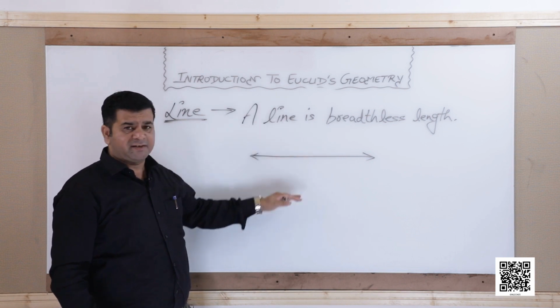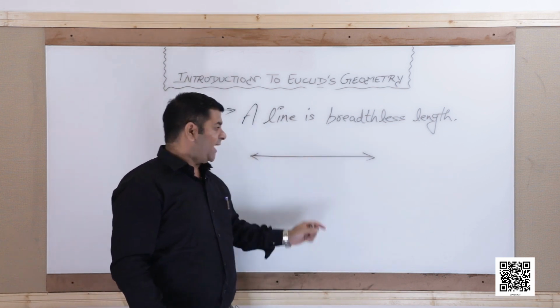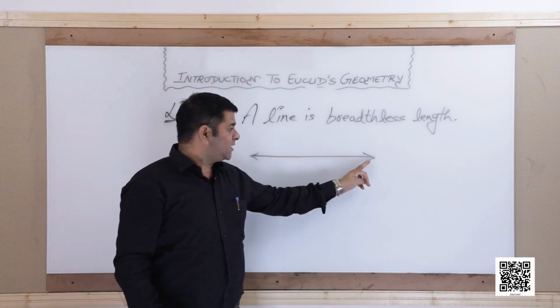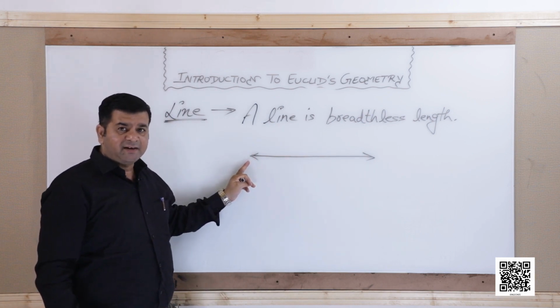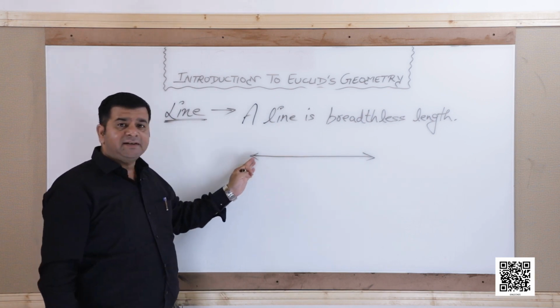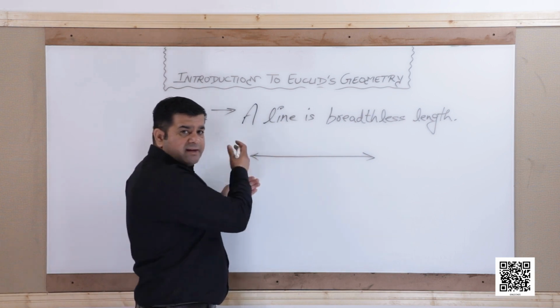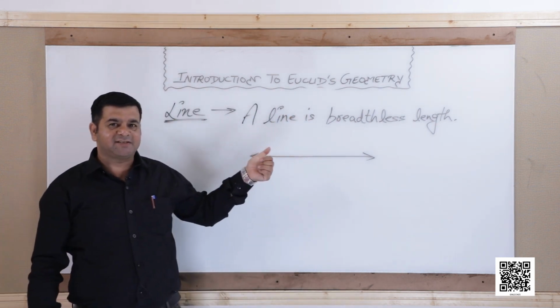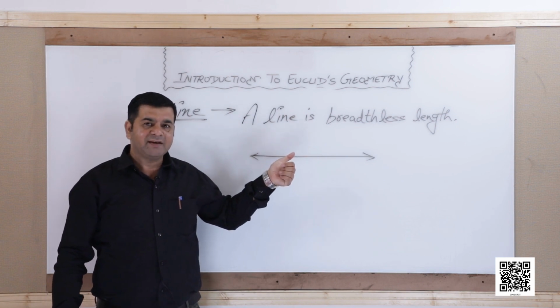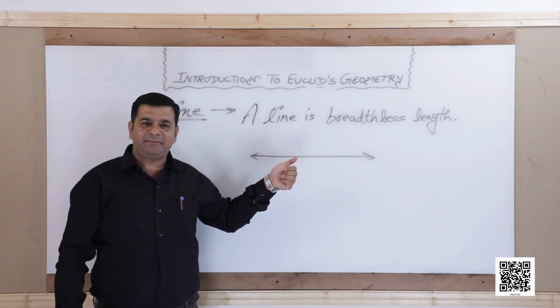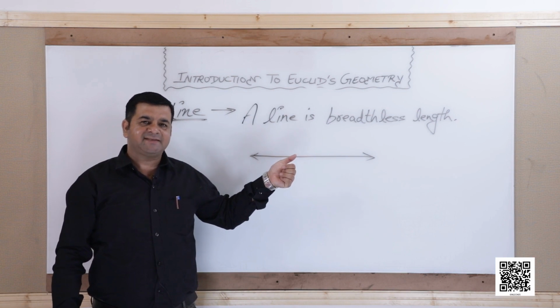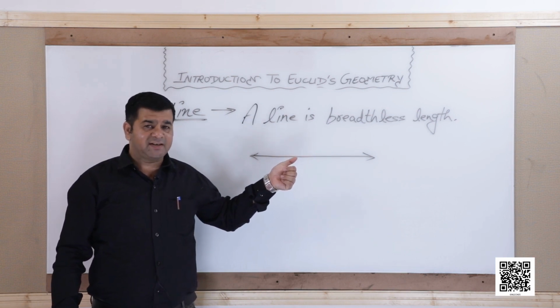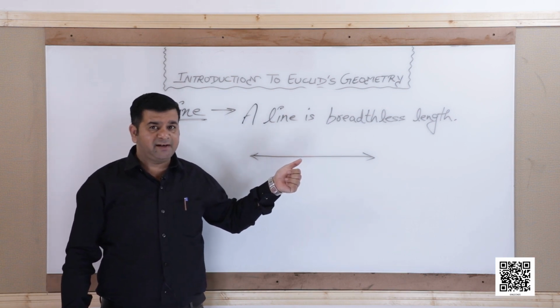It has no breadth, it has only length, and as you can see, there are two arrows at the end. It means that this line can be extended in both directions, as you can see on the screen. Now this way the line can be extended as much as required. This is one property of line.